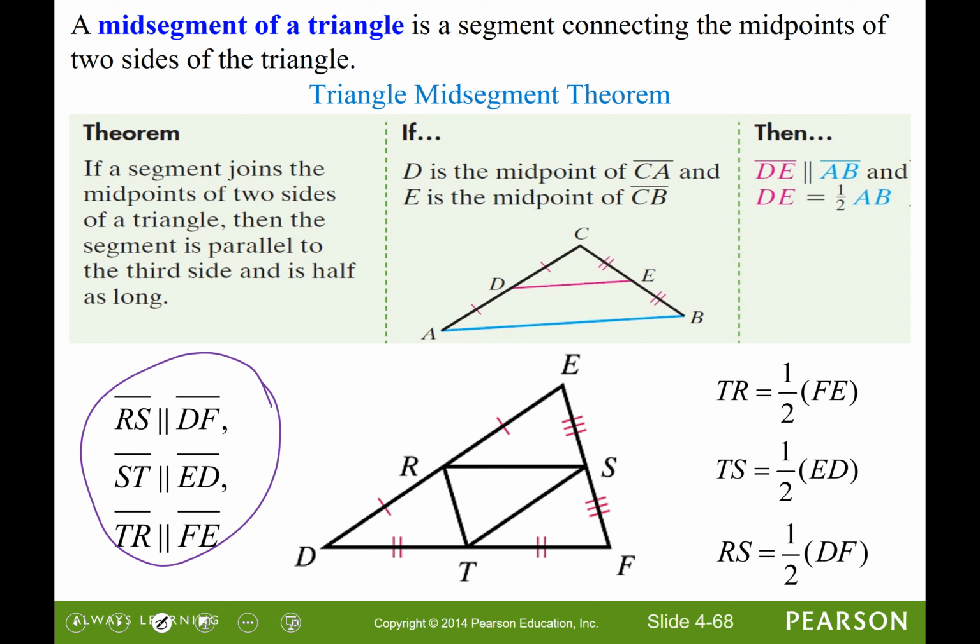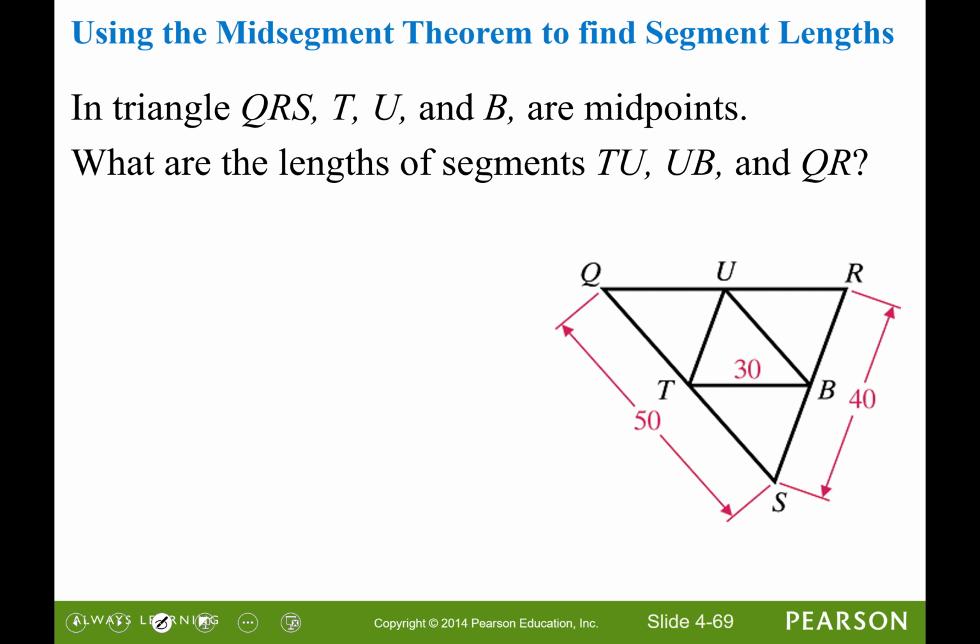And over here, we have that TR, so this distance is half of FE. All right, let's do the other 2. TS is half of DE. And finally, RS is half of DF. Okay, so a lot of things come about from the mid-segment theorem. 3 parallel statements and 3 equations using half or double.